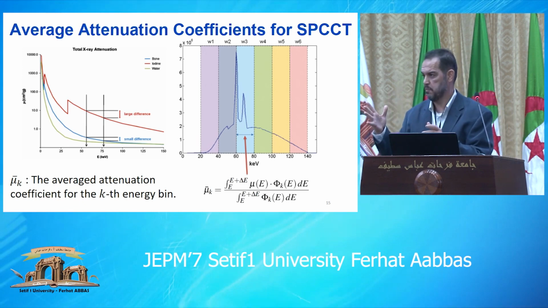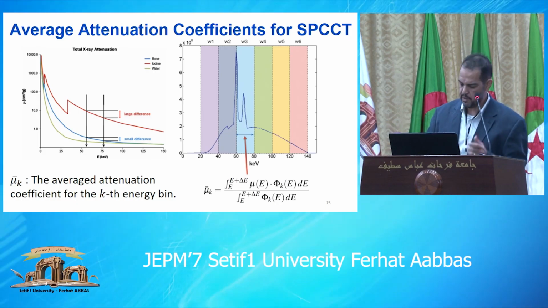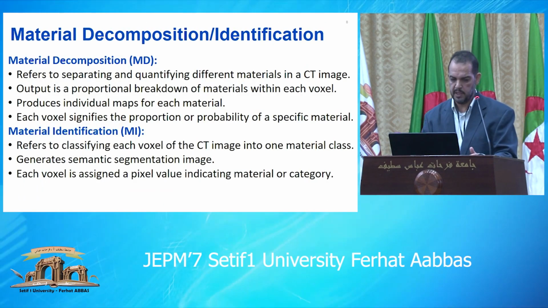Basically, we have spectral information, and we can exploit this spectral information to get information about the material, because different materials have different attenuation coefficients. Okay, so I will be speaking about material decomposition and material identification.